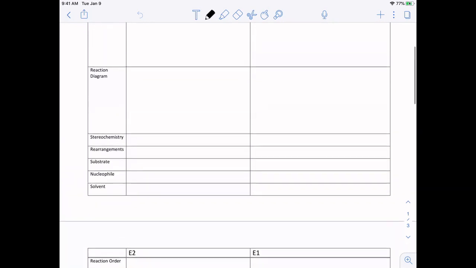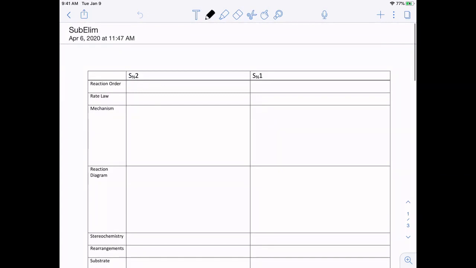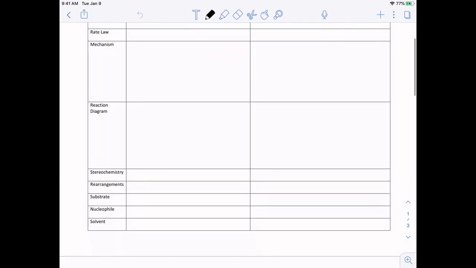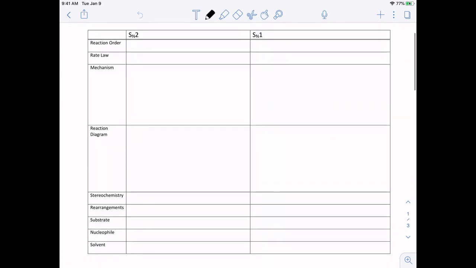I do have this handout posted under the Chapter 8 modules, so if you have a printer and want to print it, that would be cool. You can fill it out with me. If not, you can just sketch this on paper. But we're going to look at the reaction order. I'm just reading down the first column here: the rate law, mechanism, reaction diagram, stereochemistry, rearrangements, are they possible, substrate, the nucleophile and the solvent. So kind of what's going to dictate which type of mechanism. So if you need to sketch this on paper, you might want to just pause for a minute and make yourself a little table, or go print it, whatever you prefer, and then come back and we'll start filling it out.